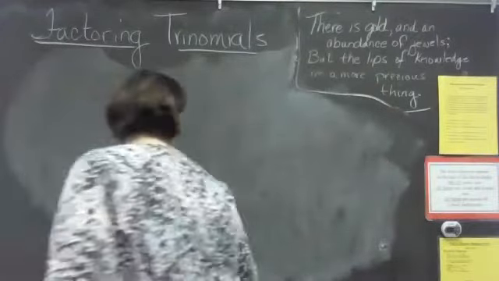Let's do, I'm trying to find one. There's not one that I like. Okay, I'm going to go with number 7 on page 2, okay? So I've got x squared plus 4x minus 32.